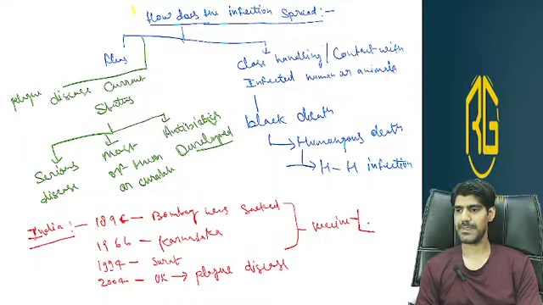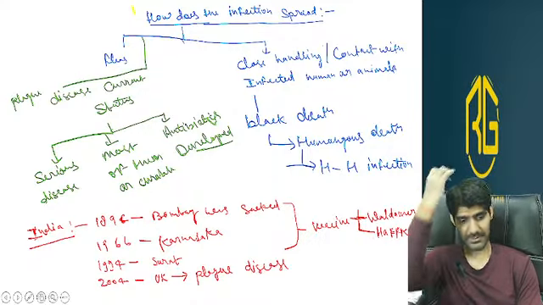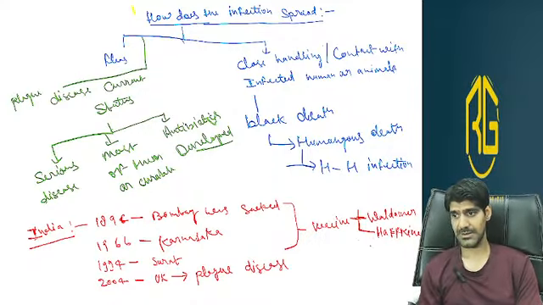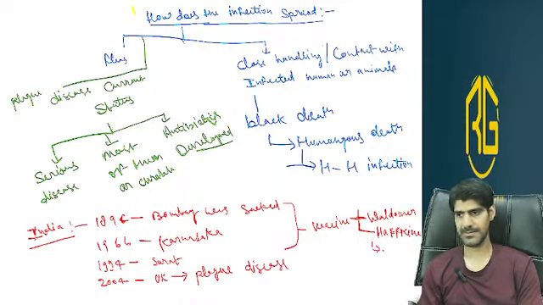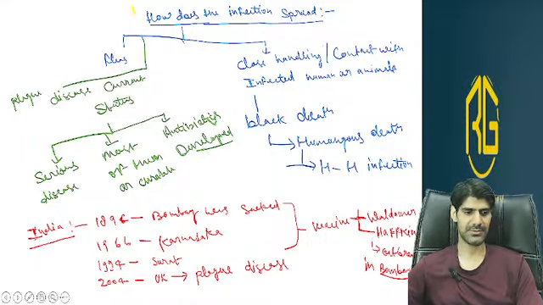The person who developed the vaccine is Waldemar Haffkine. He developed the vaccine during the outbreak in Bombay. Okay, so let's move to the next slide.